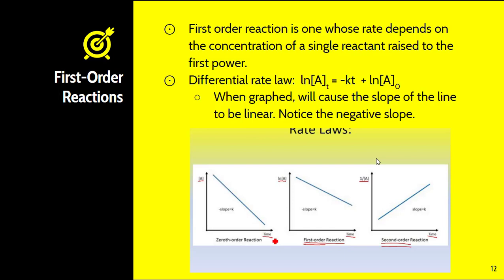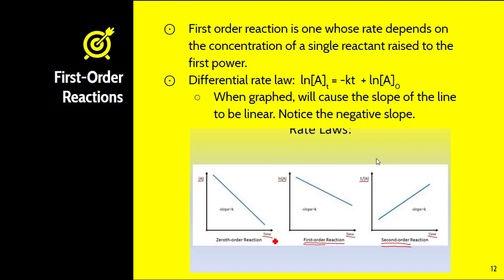So if we have a first order reaction, that is the total reaction is first order, the rate depends on the concentration of a single reactant raised to the first power. So the differential rate law is the natural log of the concentration of A at a certain time equals negative K times T plus the natural log of the concentration of A at 0, or at the initial rate.